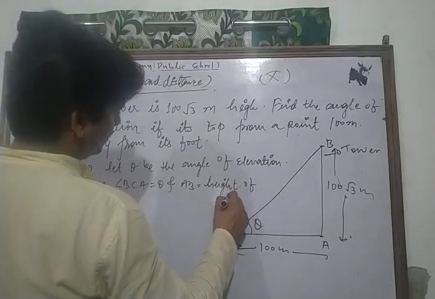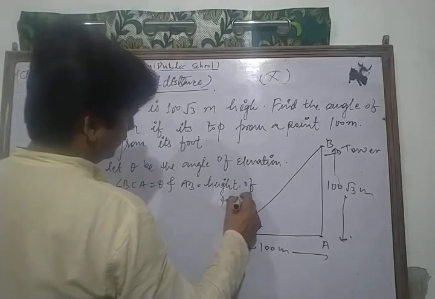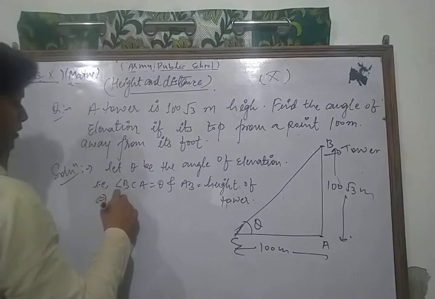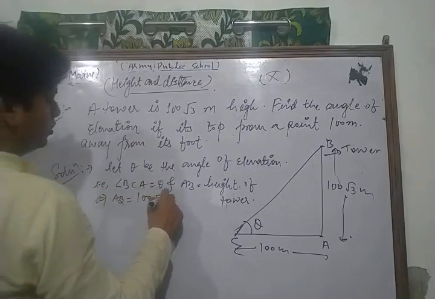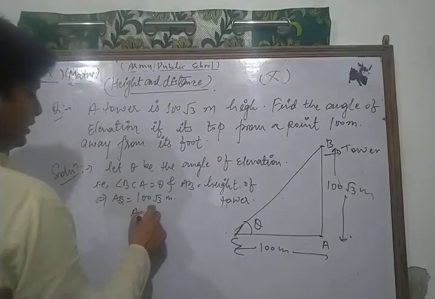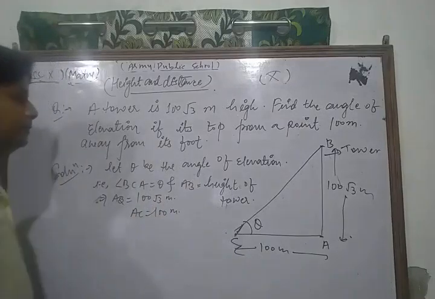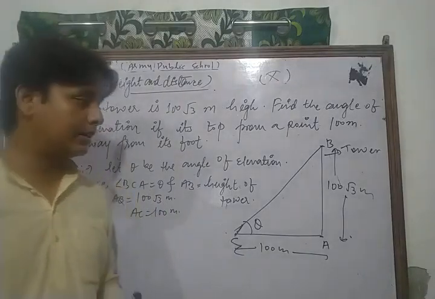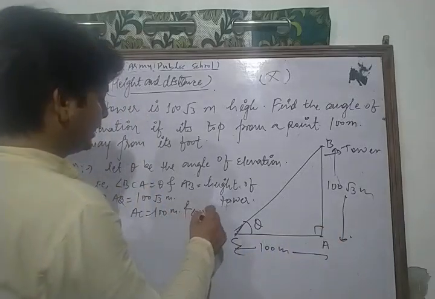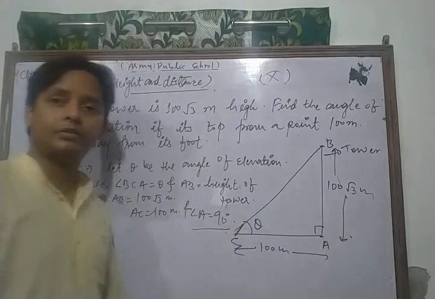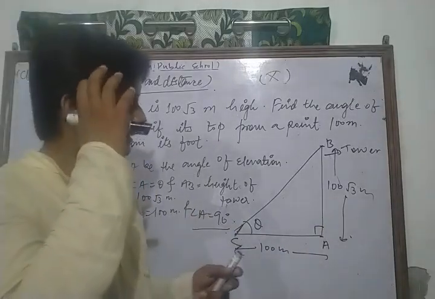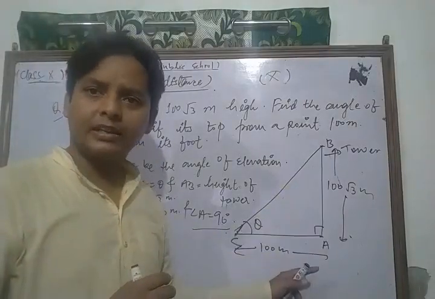AB is the height of the tower, which is AB equal to 100 under root 3 meter. This is the height, and its base AC is equal to 100 meter. Now, in the right angle triangle, angle A is equal to 90 degree, and from the figure angle A is 90 degree. Is it clear, everyone?